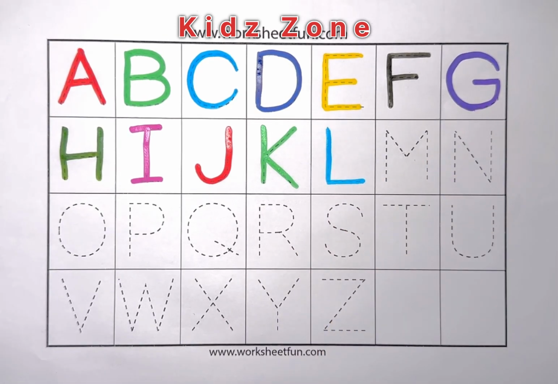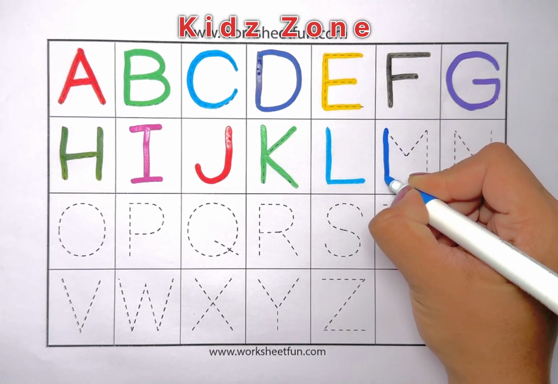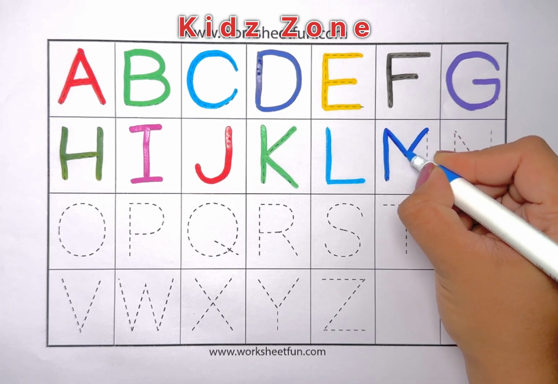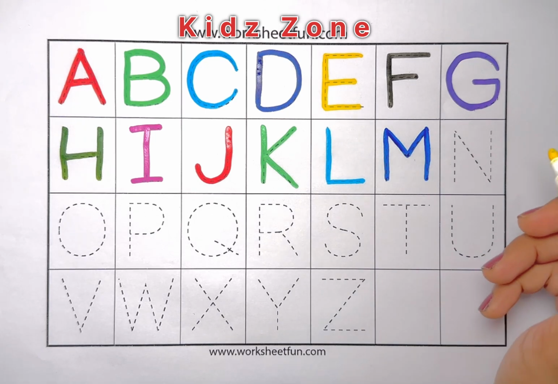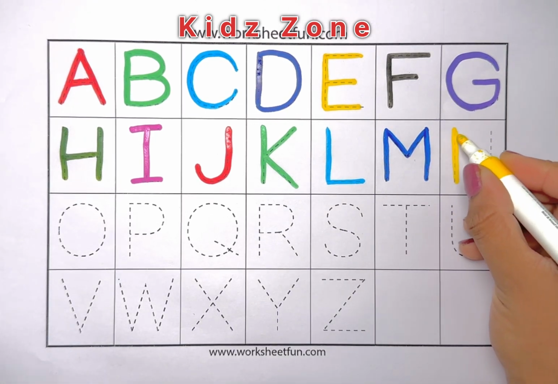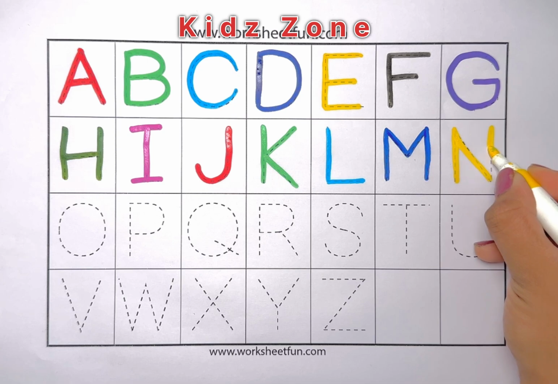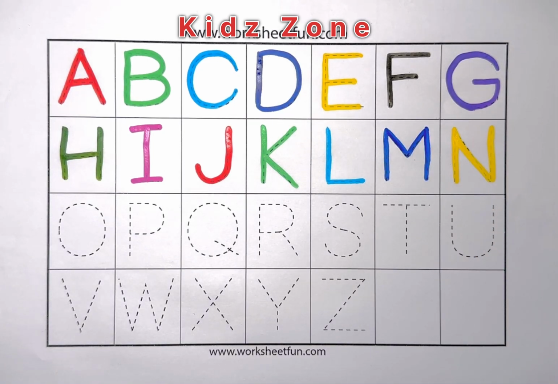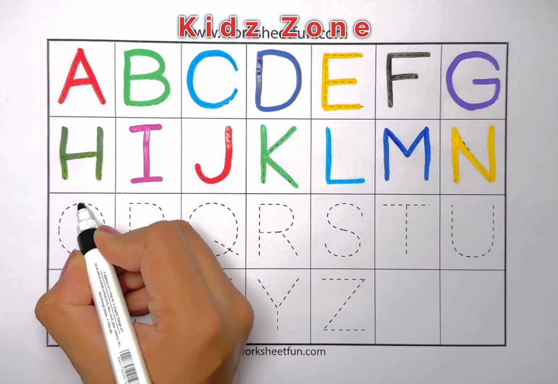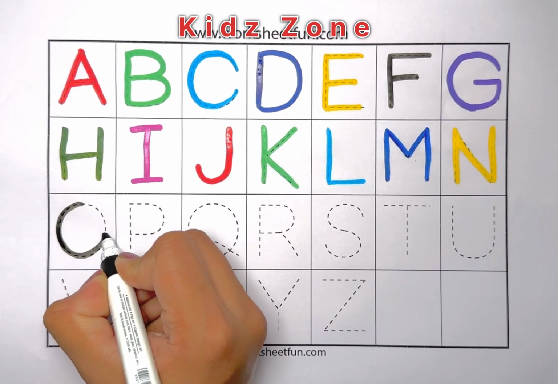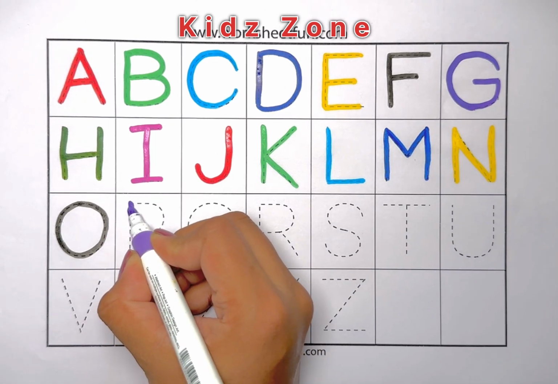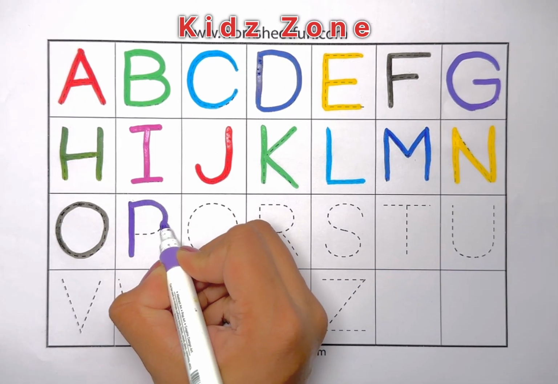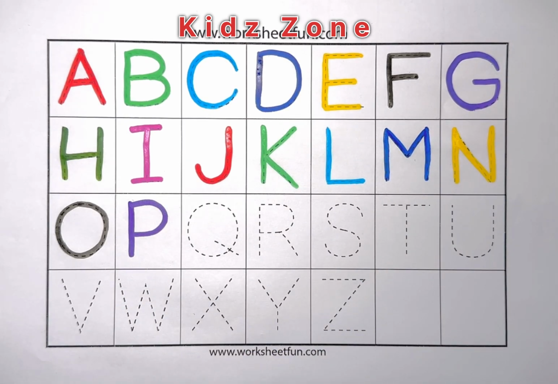L for lion. M for monkey. N for nose. O for orange. P for parrot.